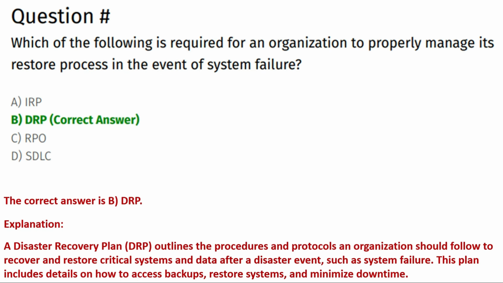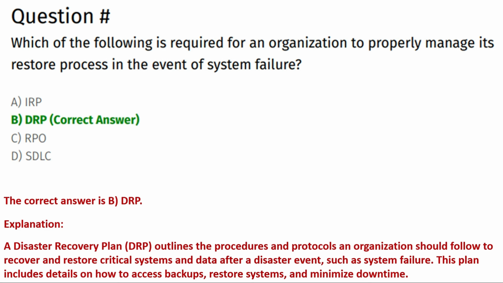Next question is, which of the following is required for an organization to properly manage its restore process in the event of system failure? Option A, IRP. Option B, DRP. Option C, RPO. Option D, SDLC. And the correct answer for this question is option B, DRP.